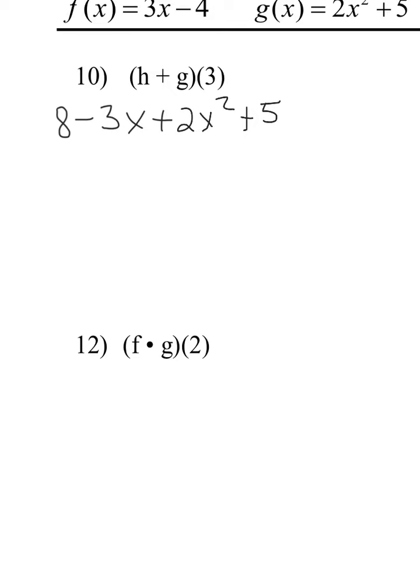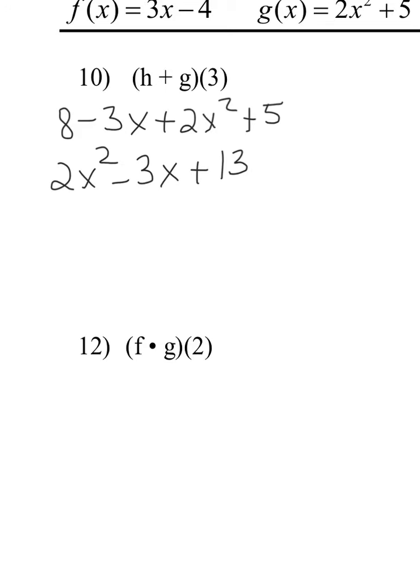Well, the only terms I have here that are alike are the 8 and the 5. None of these terms have anything else in common, so I'm just going to rewrite this polynomial in polynomial order, which means the highest degree goes first. So that means my 2x squared is going to be written first. So 2x squared minus 3x plus 13. Now what I'm going to do is substitute in this 3 they gave me for my x, everywhere there's an x. So I'm going to go ahead and plug it in.